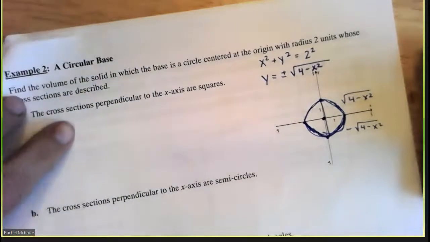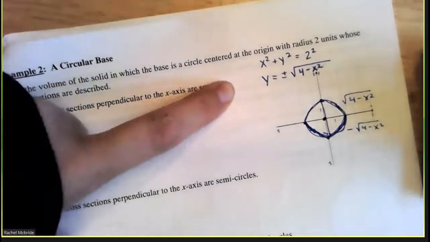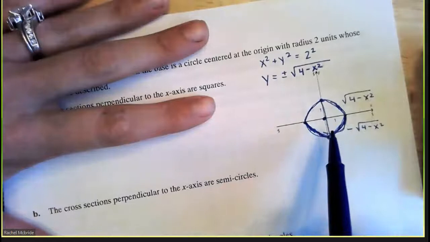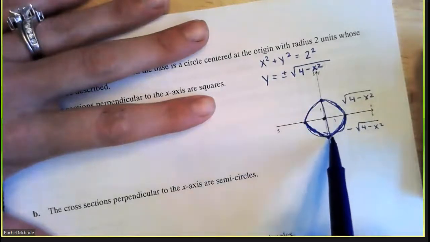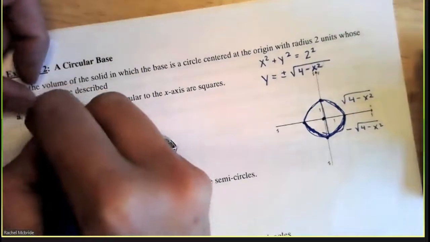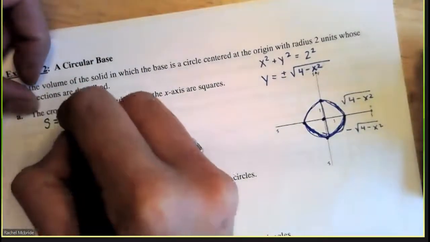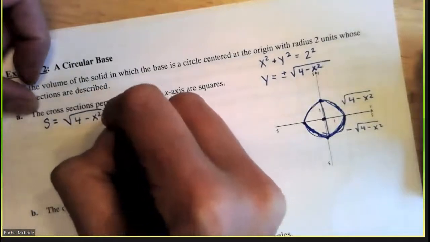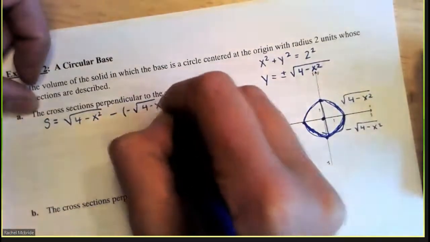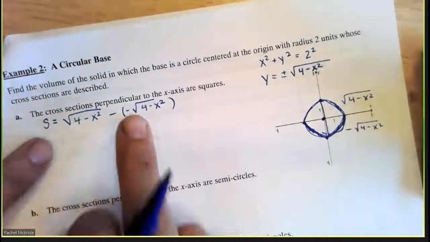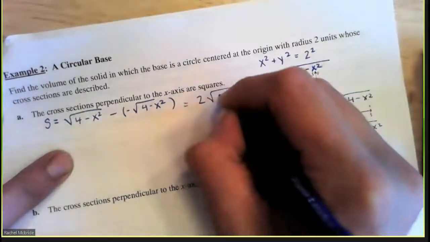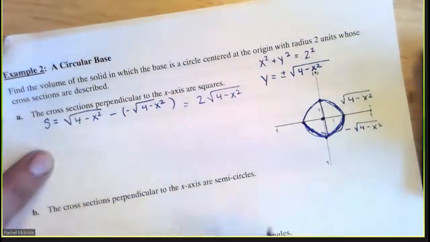So it says the cross sections perpendicular to the x-axis are squares. So again, now we're coming up and creating a square. The area of a square is base times height, where they're the same. So your base is that top minus the bottom. That minus the minus is nice because essentially it turns to a positive. So your base is 2 times the square root of 4 minus x squared.